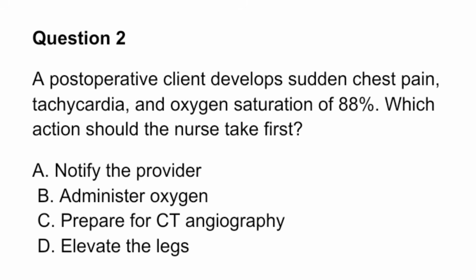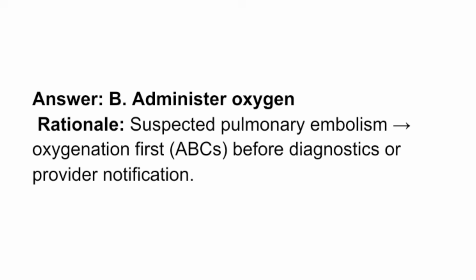Question 2. A post-operative client develops sudden chest pain, tachycardia, and oxygen saturation of 88%. Which action should the nurse take first? A. Notify the provider. B. Administer oxygen. C. Prepare for CT angiography. Or D. Elevate the legs. Answer B. Administer oxygen. Rationale: suspected pulmonary embolism, oxygenation first, ABCs, before diagnostics or provider notification.